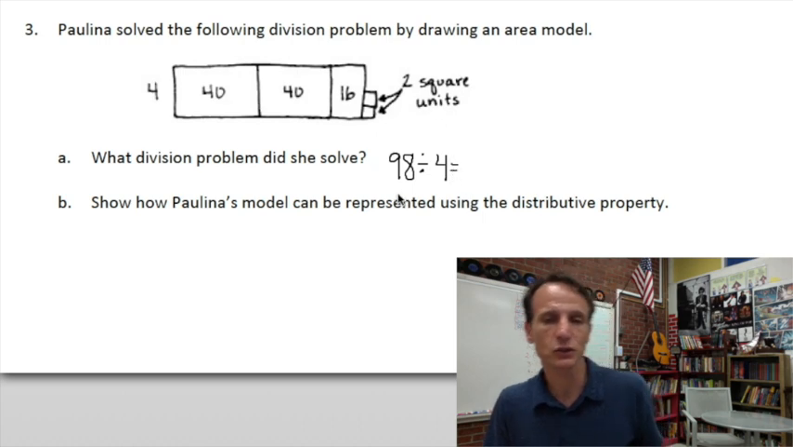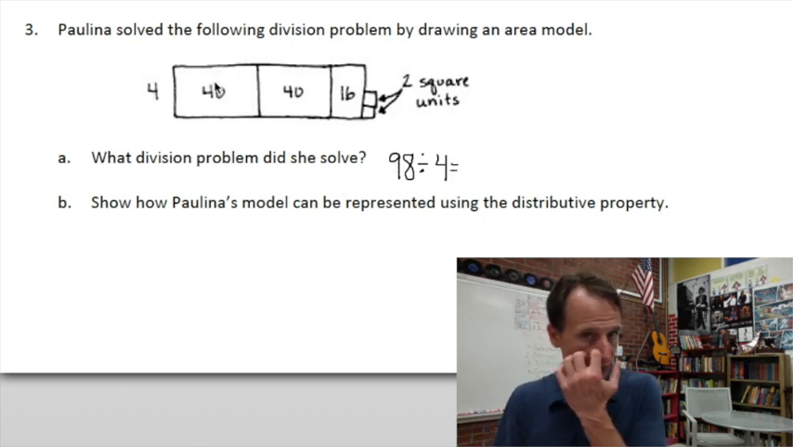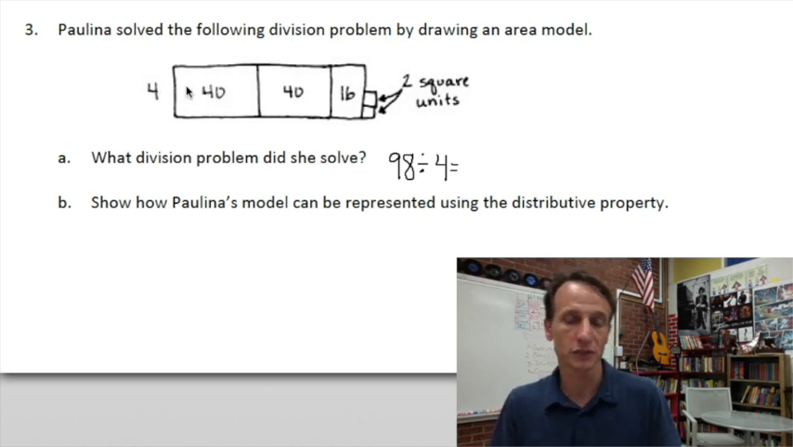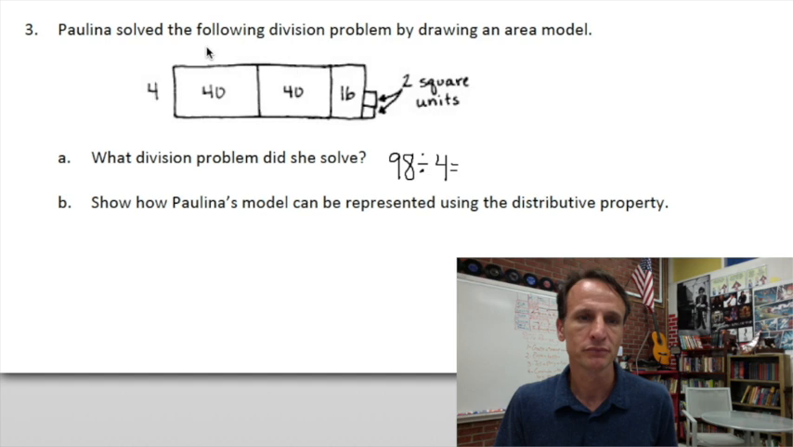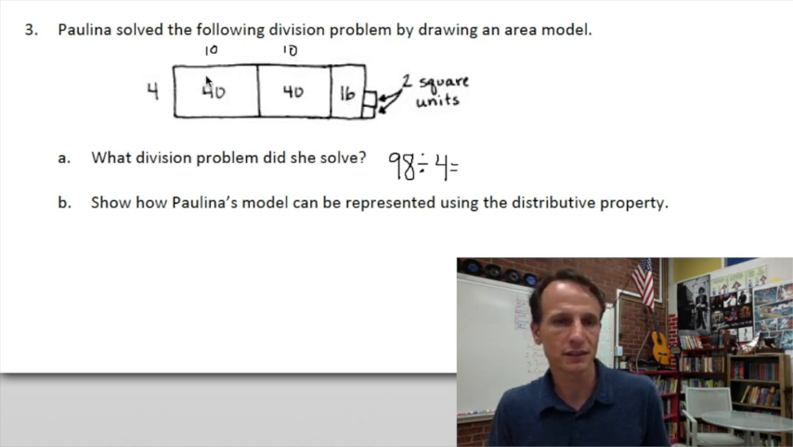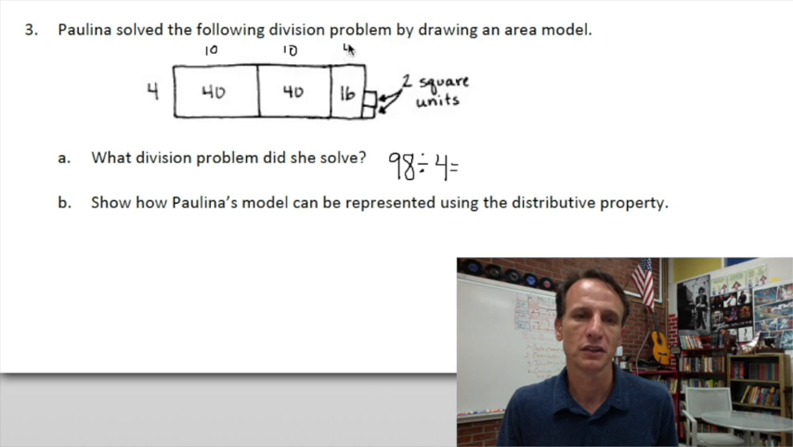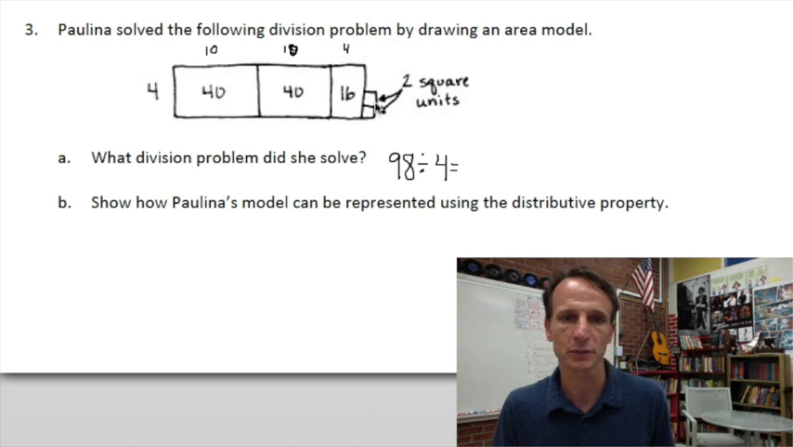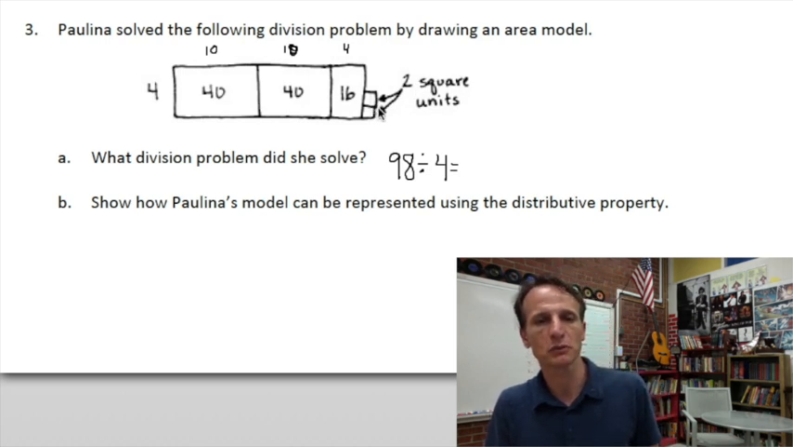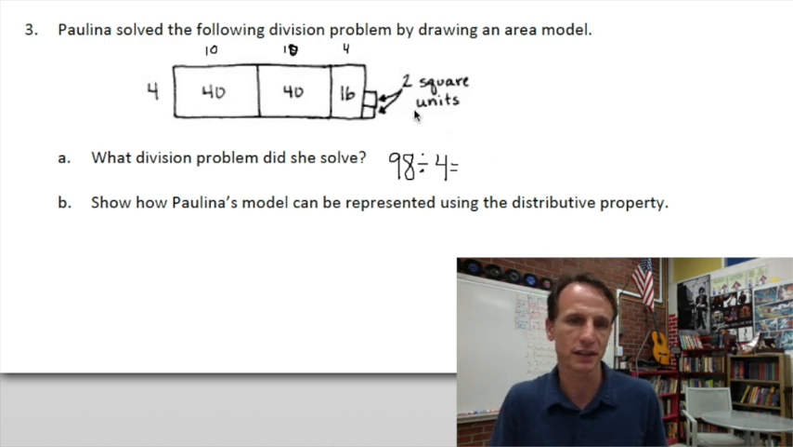And that answers the question right there, but I always like to go a little bit further, make sure we understand what we're doing. Let's solve it. What is 40 divided by 4? Yes, 10. And again, 40 divided by 4 is 10. And then 16 divided by 4 is 4. And then we know this is a remainder, right? That's why it's appended onto there. So 10 plus 10 plus 4 is 24, and we have a remainder of 2.